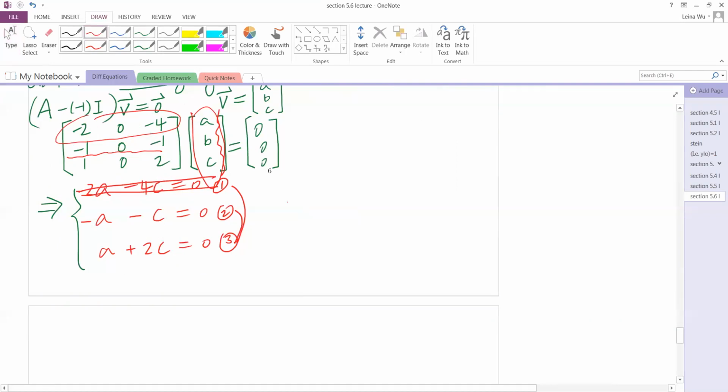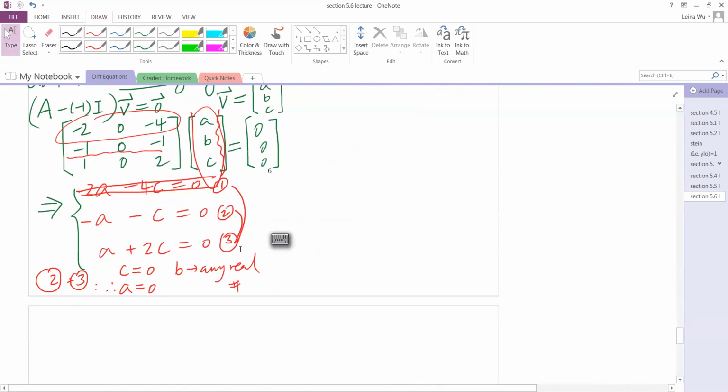In equation 2 and equation 3, you have -A and a positive A, so let's eliminate A. I can do equation 2 plus equation 3. What does that tell us? C is equal to 0. So if C equals 0, what's A? A is 0. But for B, there's no restriction, right? It doesn't tell you anything about B in the system. So B can be any real number.